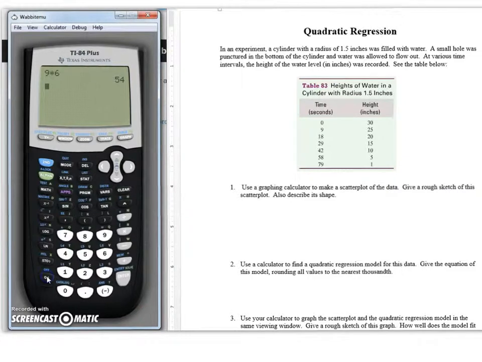So to make the scatter plot we'll use our calculator to enter the data in and then make the graph. So if we press our stat key and then we enter the time values into L1, and you can see I'm entering these into L1 on the calculator, and then the height values you can put over here in L2.